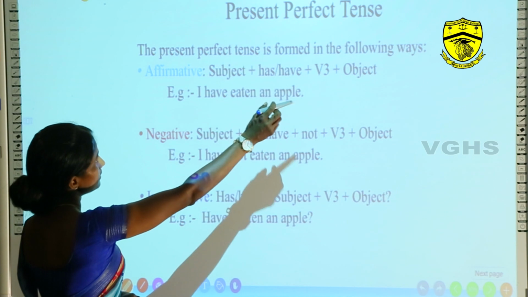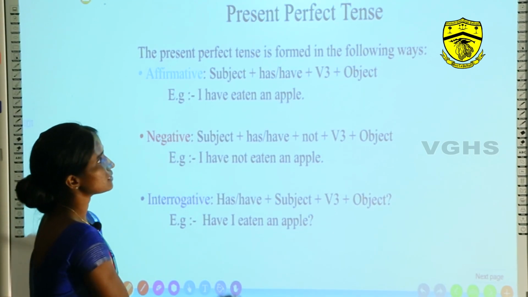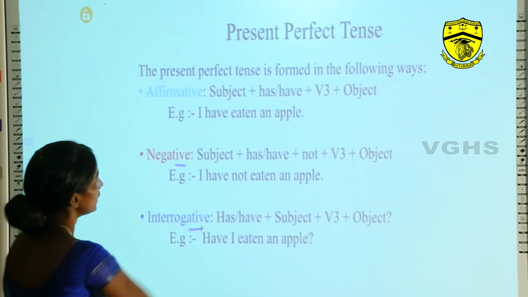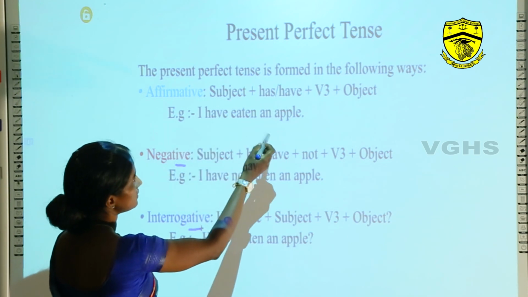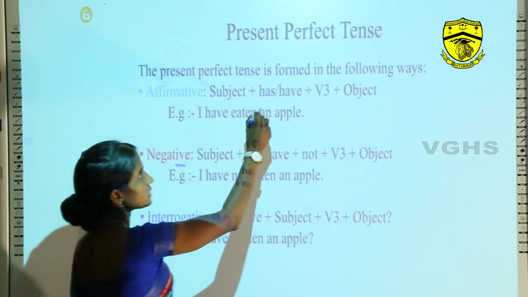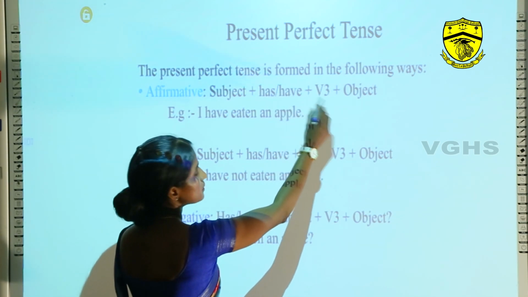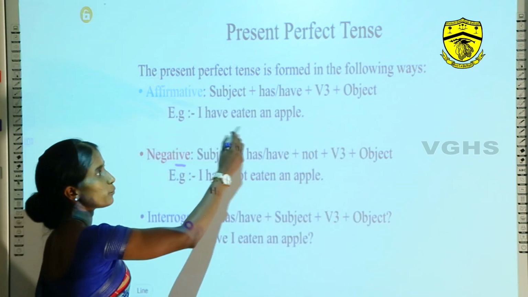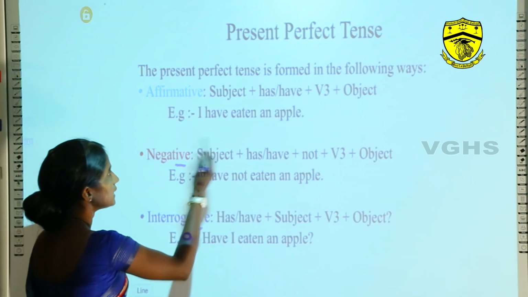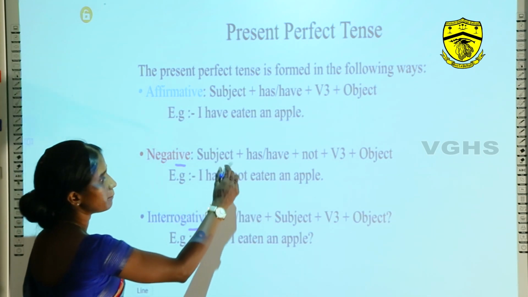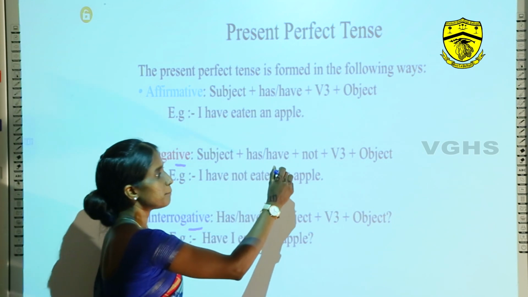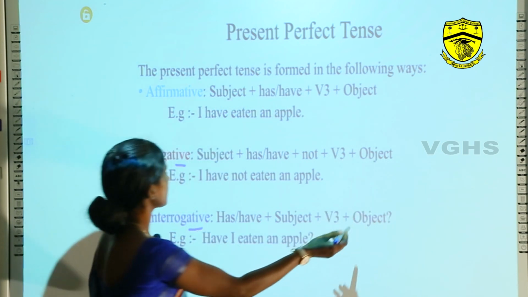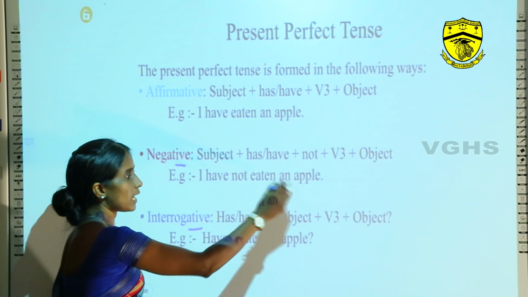In the present perfect tense, we have three forms of sentences: affirmative, negative, and interrogative. In the affirmative, we form sentences like subject plus has or have plus verb 3, the past participle of the verb, plus object. For example, I have eaten an apple. In the negative sentence, subject plus has or have plus not plus verb 3, plus object. Example, I have not eaten an apple.